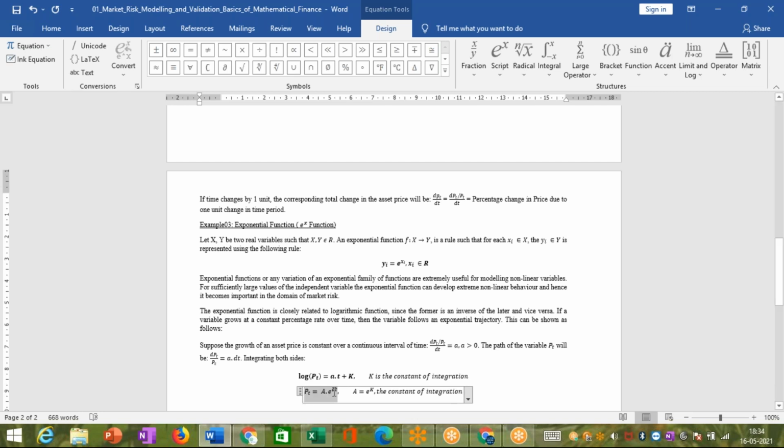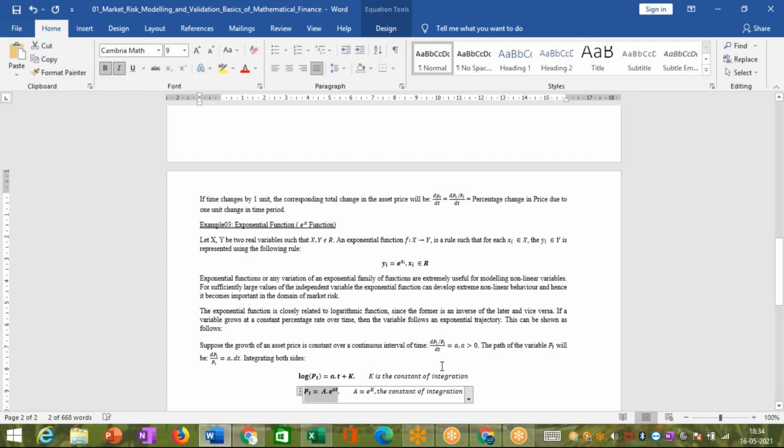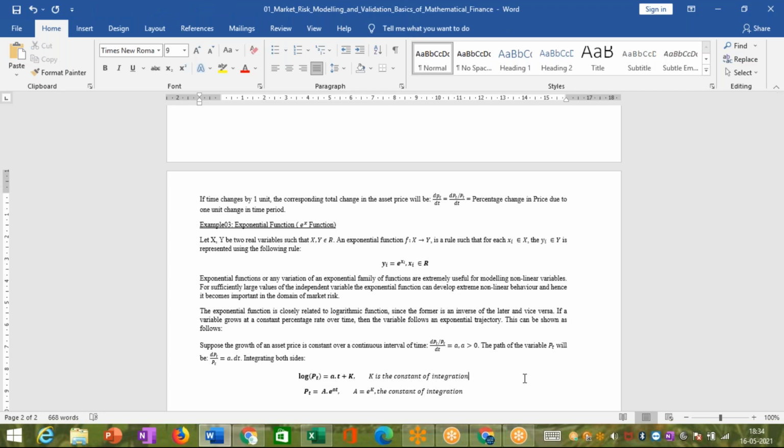So over here, one of the things that we can clearly see is that, given that the asset price is growing continuously, the path that this equation follows is exponential in nature. So basically, exponential path. If I say that the variable's path is exponential, it does not mean that there is some explosiveness or something around. All it means is that the asset grows at a constant rate throughout the time period.